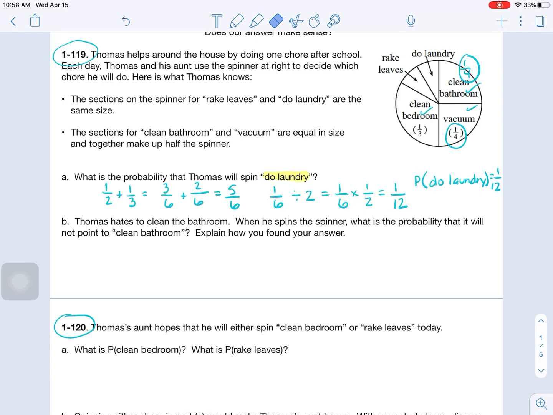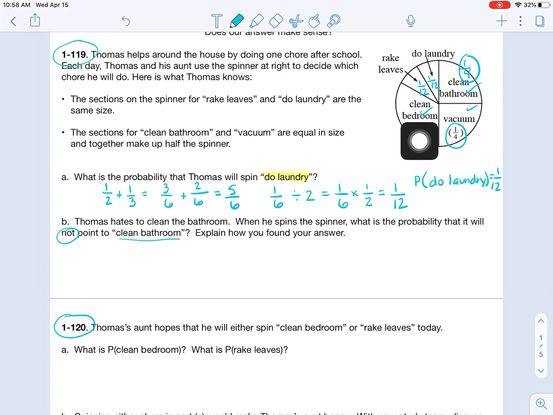Okay, so if I were to fill that in up here, kind of erase those, this is going to be 1/12, and then I already know this is the same size, so I'll go ahead and fill that out. It's going to help me later with another problem. All right. Letter B, Thomas hates to clean the bathroom. When he spins the spinner, what's the probability that he will not point to clean the bathroom? So basically, everything else but cleaning the bathroom.